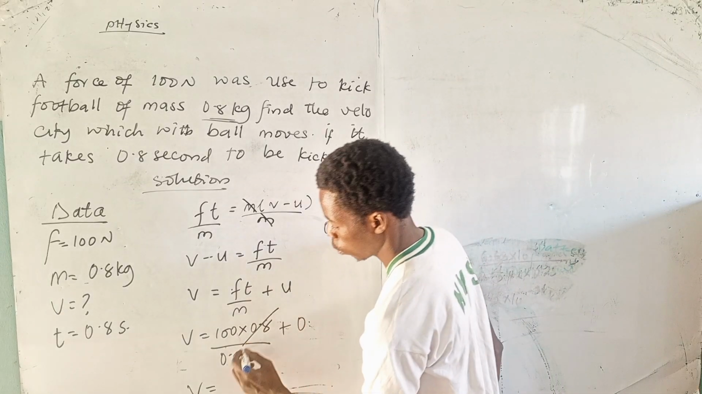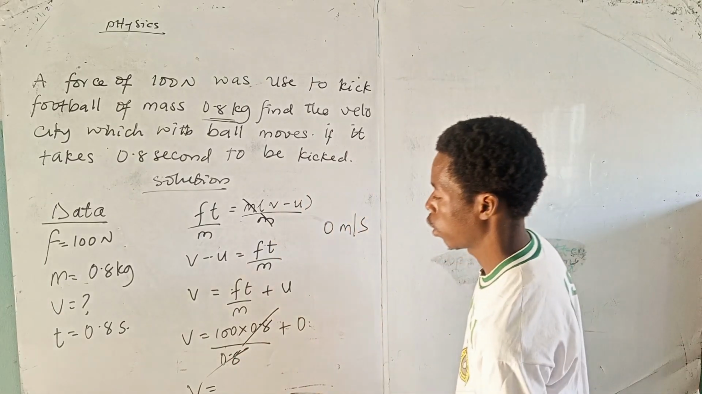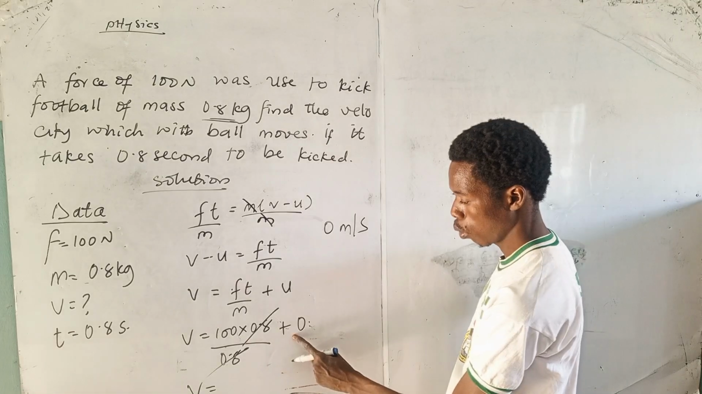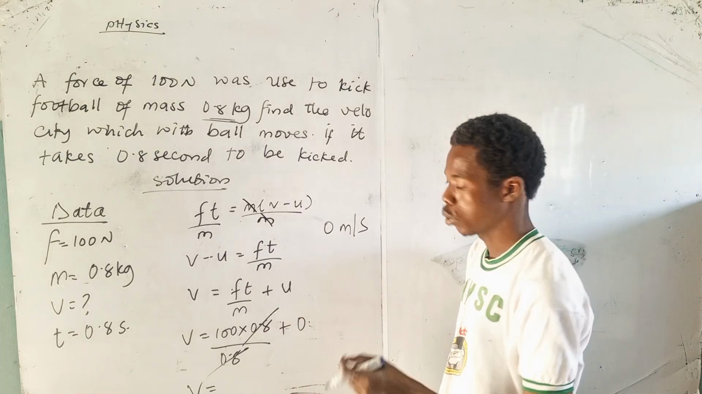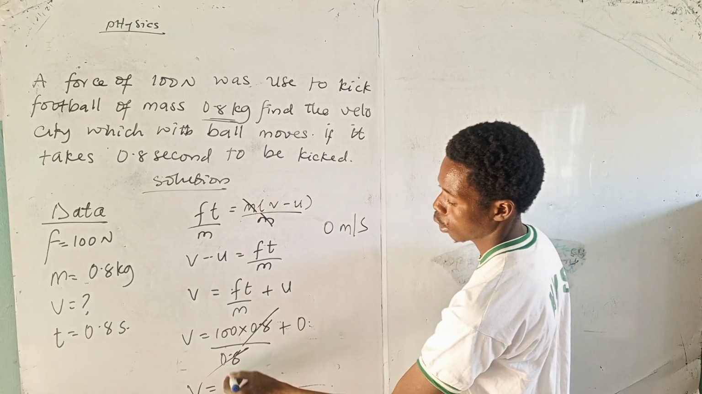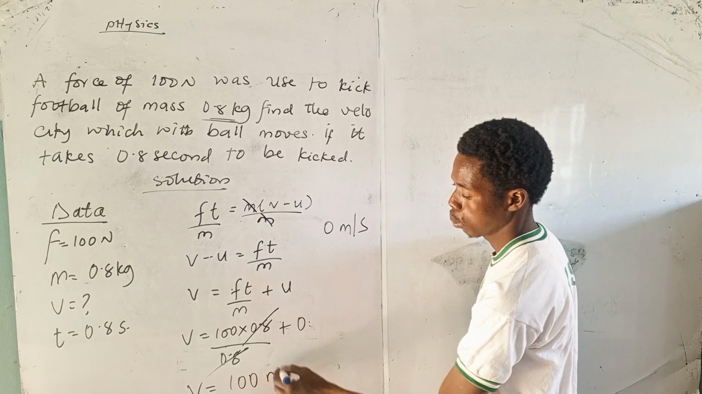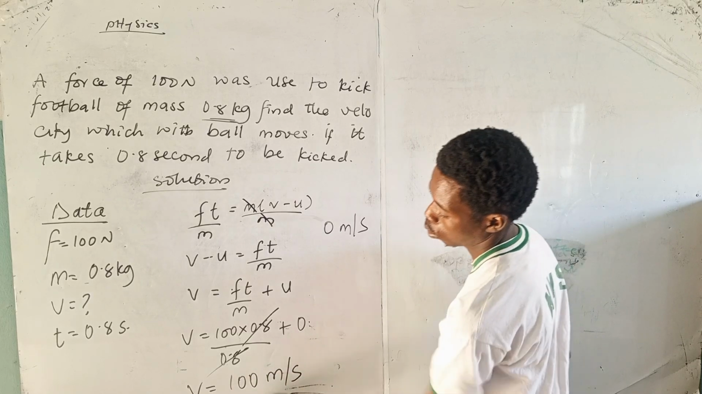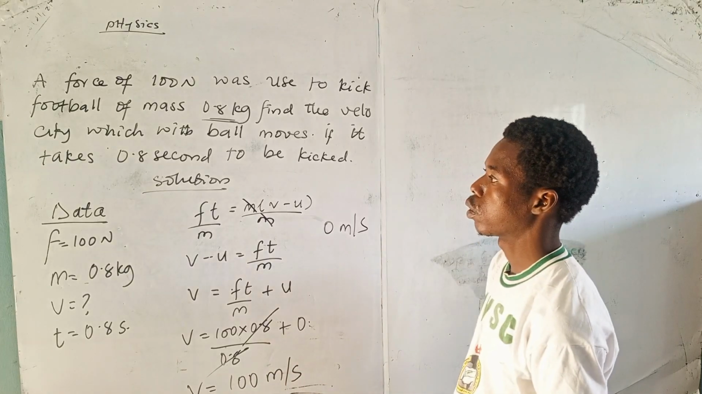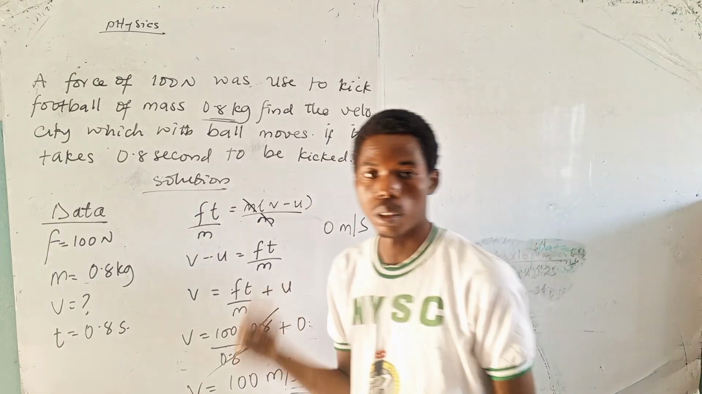So 0.8 will cancel 0.8. Now we have 100 plus 0. 100 plus 0 is 100. So our final answer is 100 meter per second. So this is the velocity of the ball.